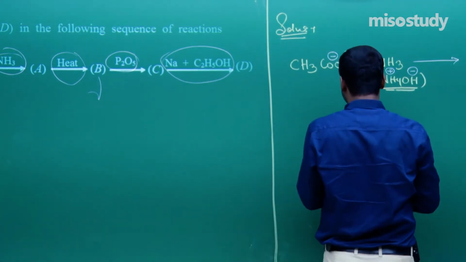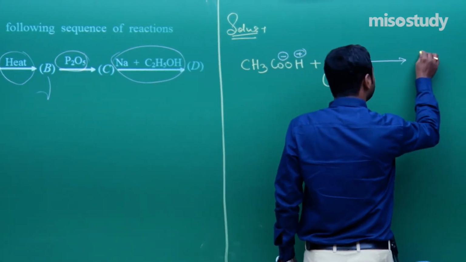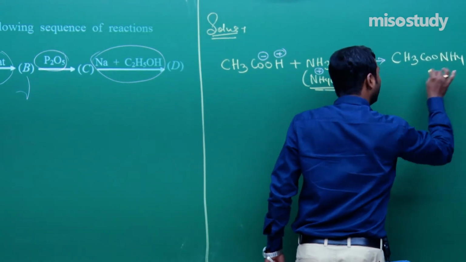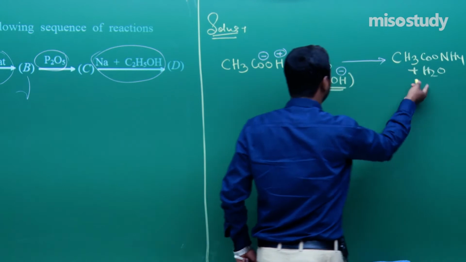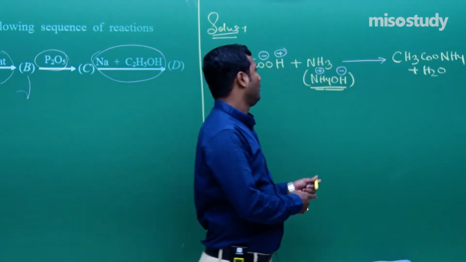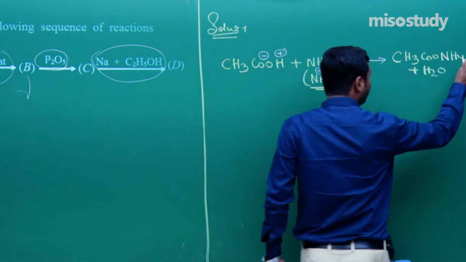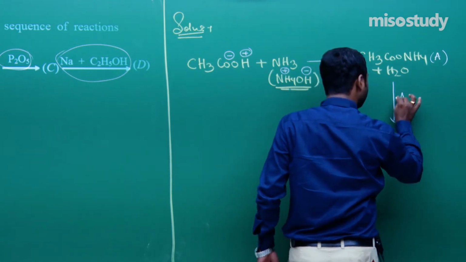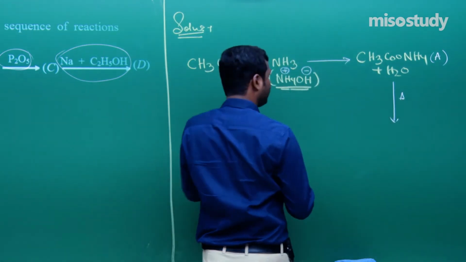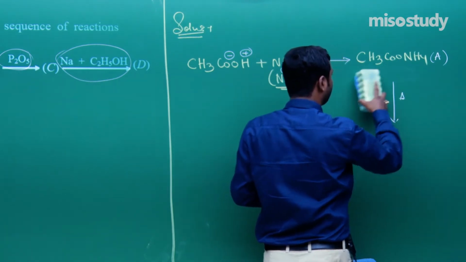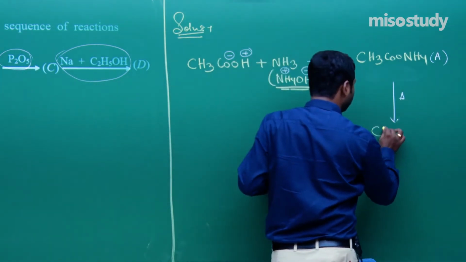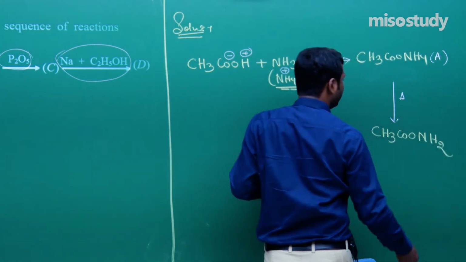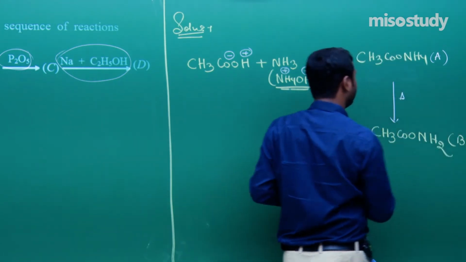Yes sir, you are right. The product in this case is CH3COONH4 plus H2O. Now further on treatment, this is A. Now on treatment, heat is given, then what will happen? It will form CH3COONH2. This is B. Yes sir.